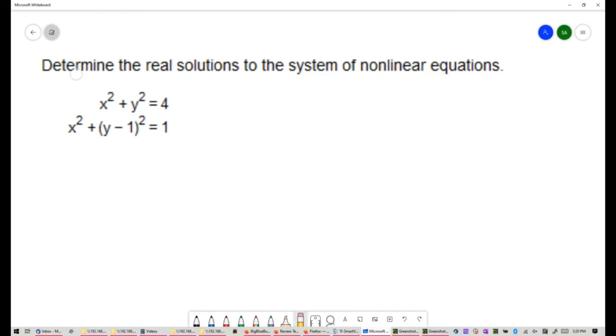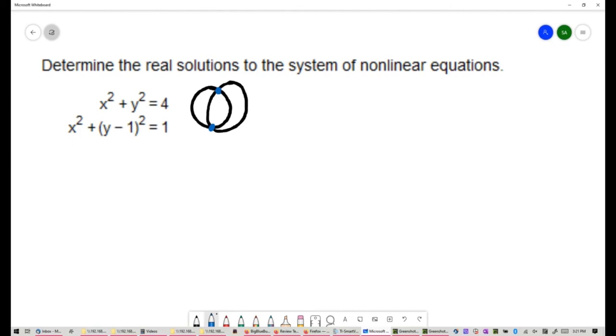On this question, we want to determine the real solutions to the system of nonlinear equations. We have x squared plus y squared equals 4. x squared plus y minus 2 squared equals 1. So these are both circles. So when we have circles, we have 2 circles, we could draw them like this and have 2 intersection points, which means 2 solutions.